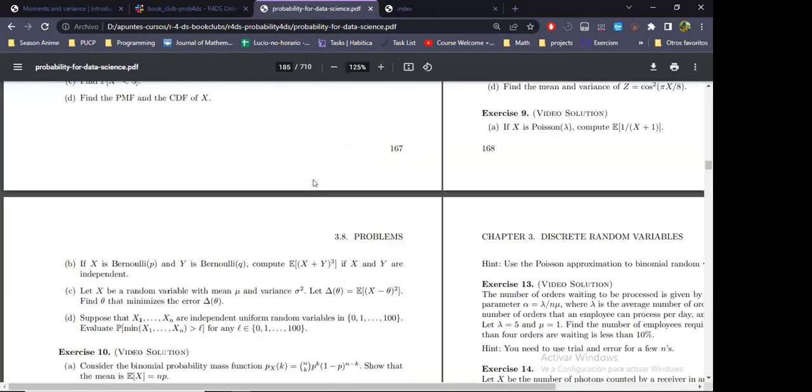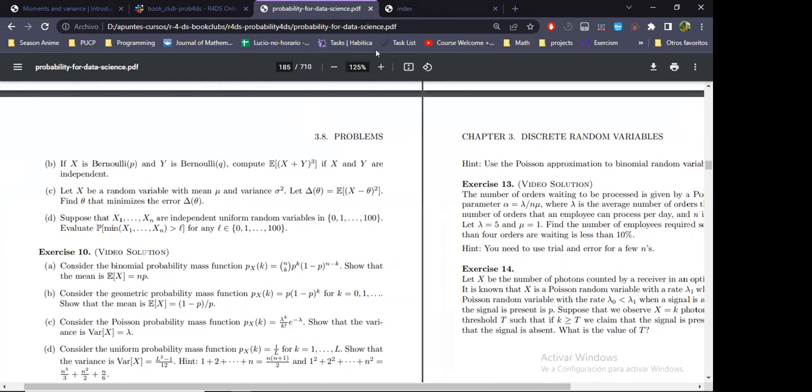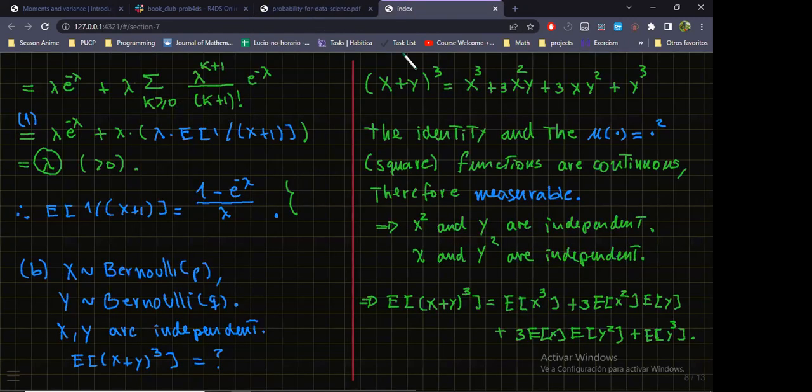Now for item B, this one is actually interesting from a more formal point of view. I am going to use something I don't know how to prove formally, but it will be interesting to discuss. We have now two random variables, one with Bernoulli parameter P and the other with Bernoulli parameter Q, and they are independent. They ask us to compute the expectancy of this value. We can simply expand it, and we get this sum.